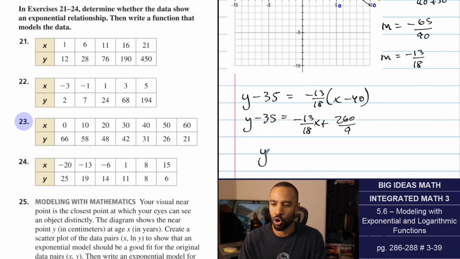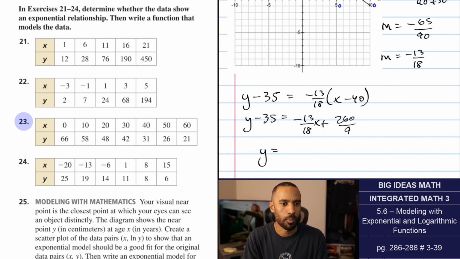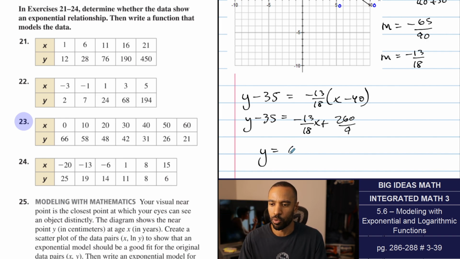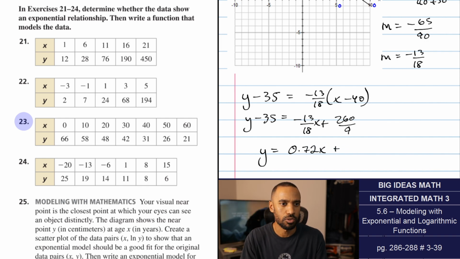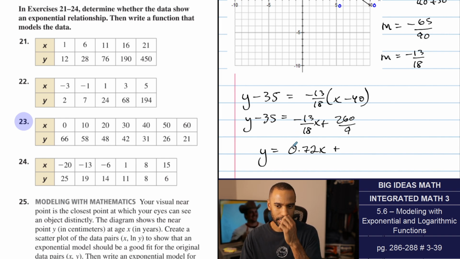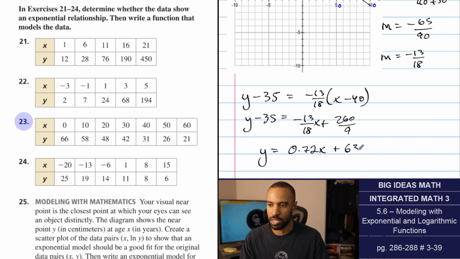Add 35 over, you get y equals, I'm going to round all this stuff, -13 over 18 for me is around -0.72x plus, and I got to do 260 over 9 plus 35. And I'm getting 63.88, plus 63.89, I should say, like that.